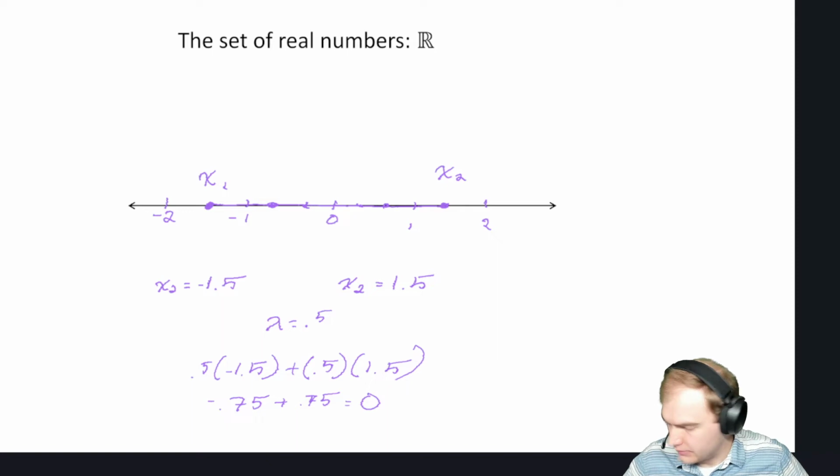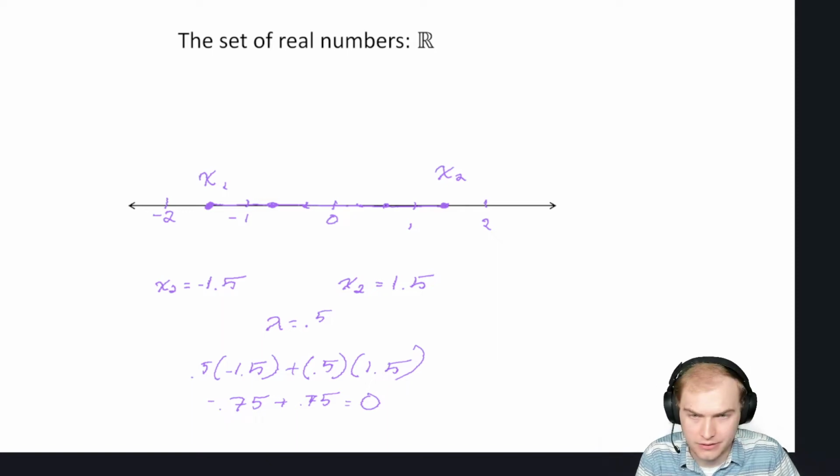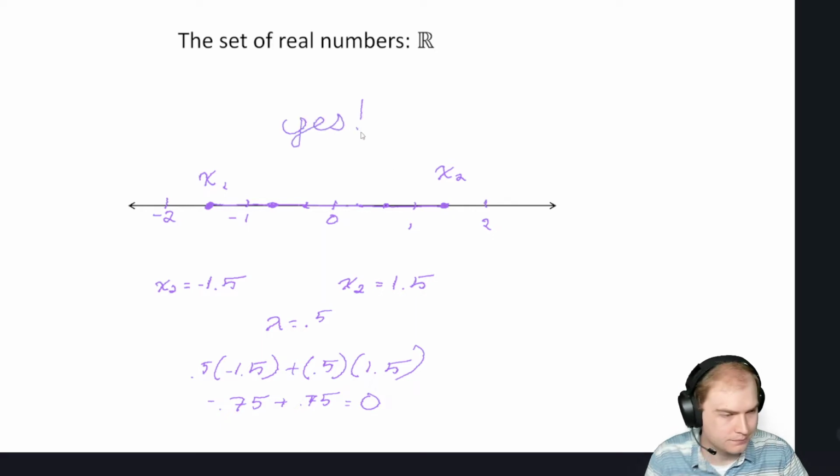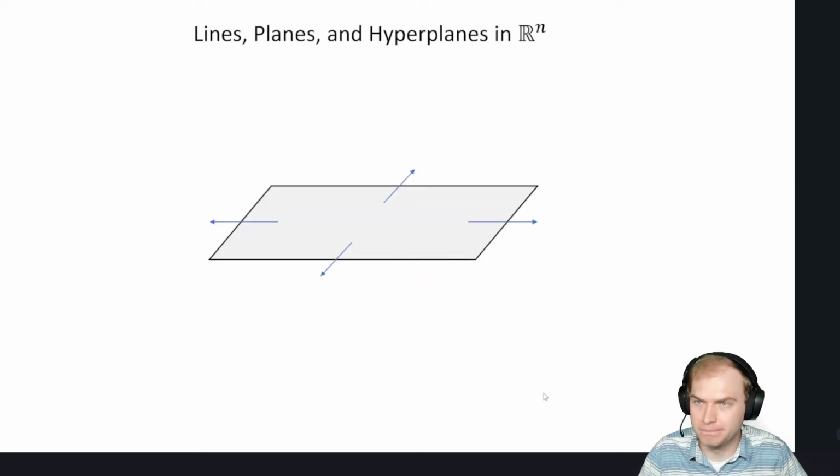All right. Well, let's move on to the next example. I should write yes here. And that poll. Relaunch the poll. Move on. What about a plane in R2, or as we'll talk about later, a hyperplane.